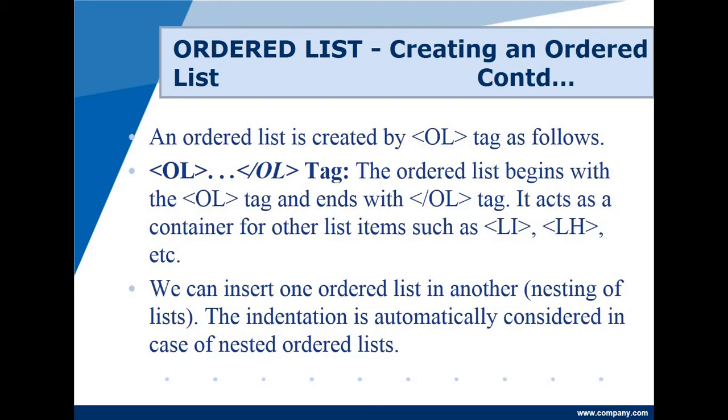An ordered list is created by the tag called OL. The ordered list begins with the OL tag and ends with /OL. As a formal rule, the tag that starts must end with a /tag or with the / symbol. It acts as a container for other tags such as LI and LH, list items and list heading. LI is to add the multiple options or list of items, and LH is for the caption or the heading.